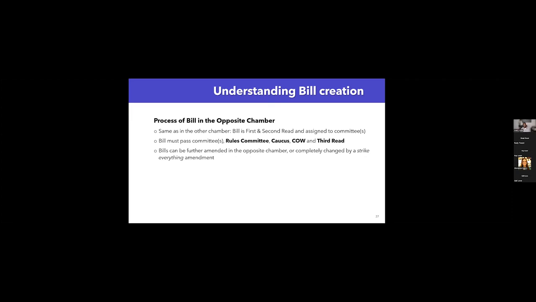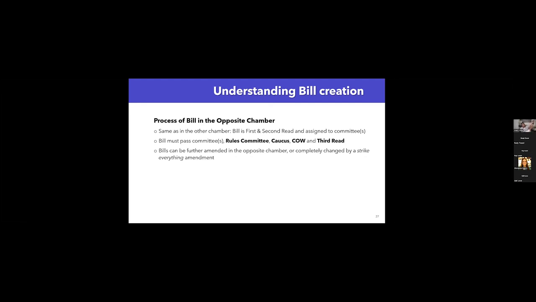So again, this is just the process of the bill in the opposite chamber, same as the other chamber. The bill is first and second read, then it's assigned to committees. The bill must pass the rules committee, has to go through a caucus, has to go through a committee of the whole, or a COW, and then an engrossing and the third read. Bills can also be further amended in the opposite chamber.